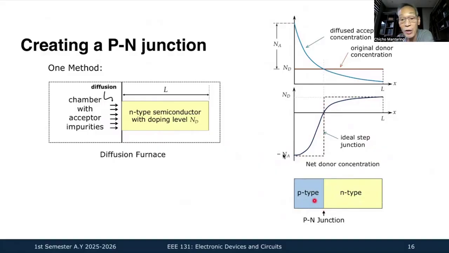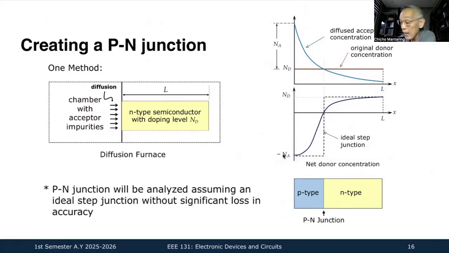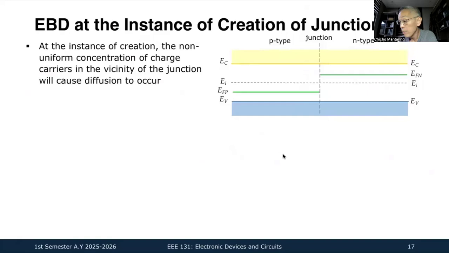So this is now P-type and this is now N-type. But we're going to analyze this assuming that you have a step junction. Naturally, it can be shown in the references that when you do that, you don't actually lose much accuracy when we assume a step junction. So what happens? At the instant the junction is created, these are what your energy band diagrams look like at the P side and at the N side.